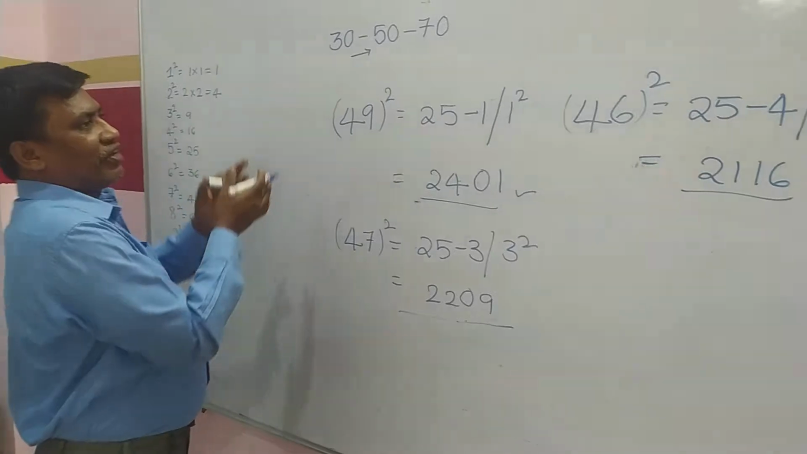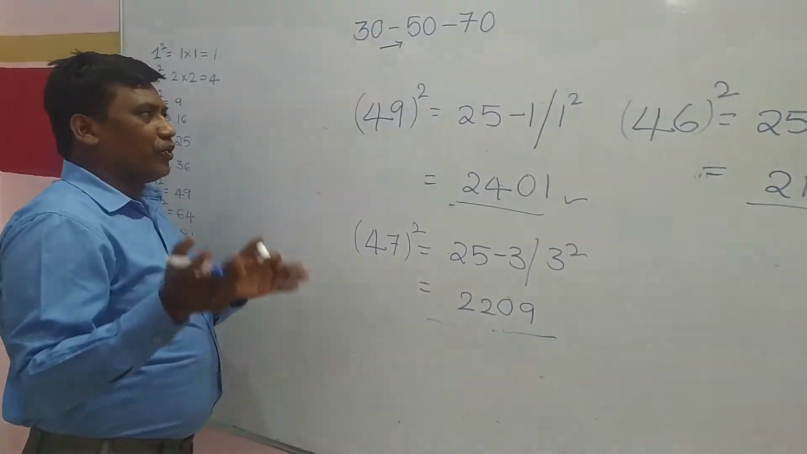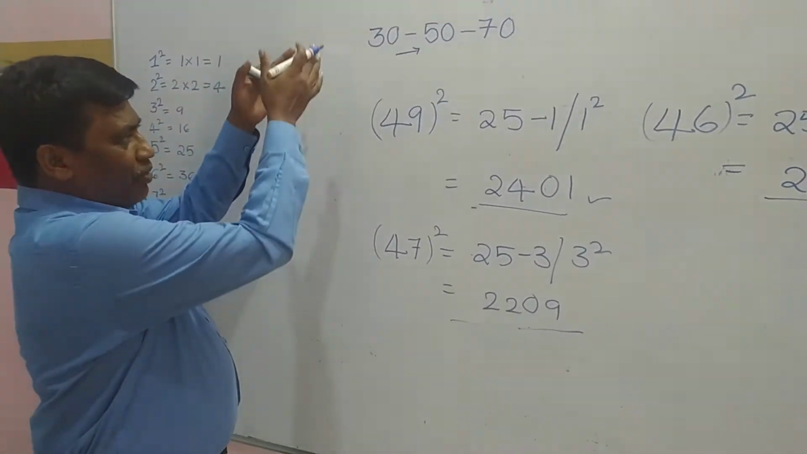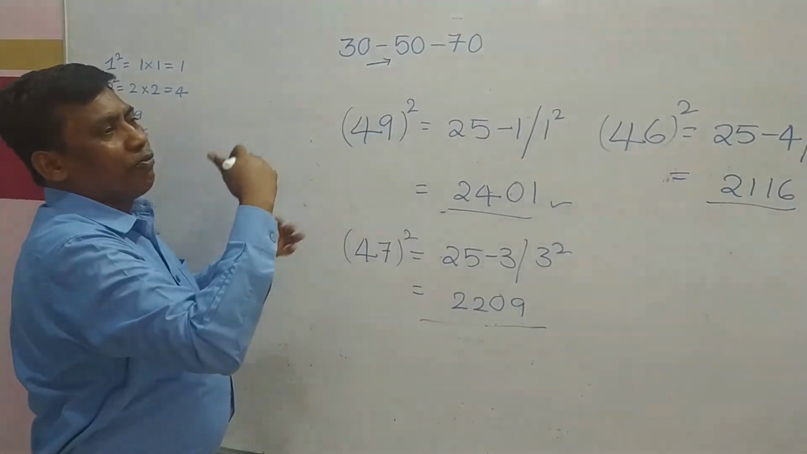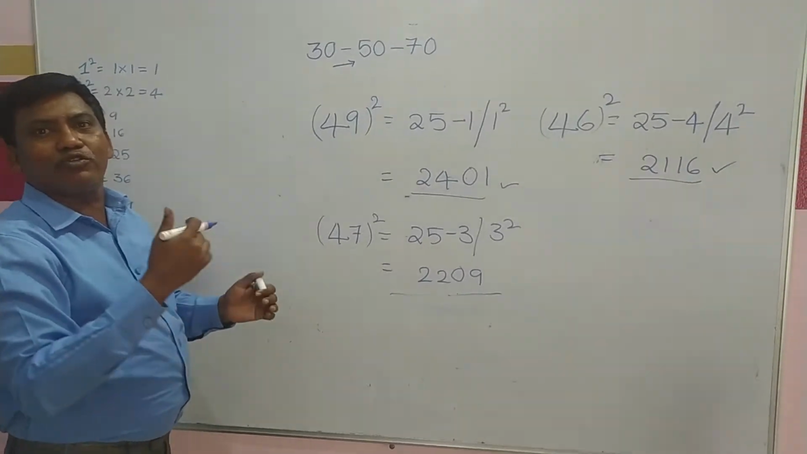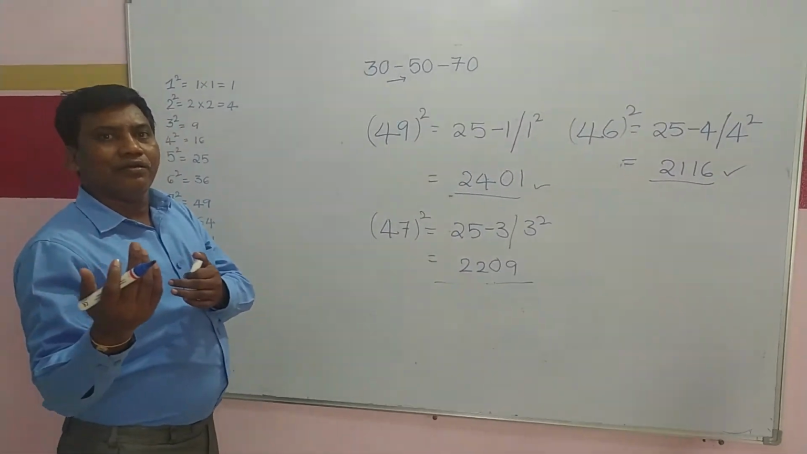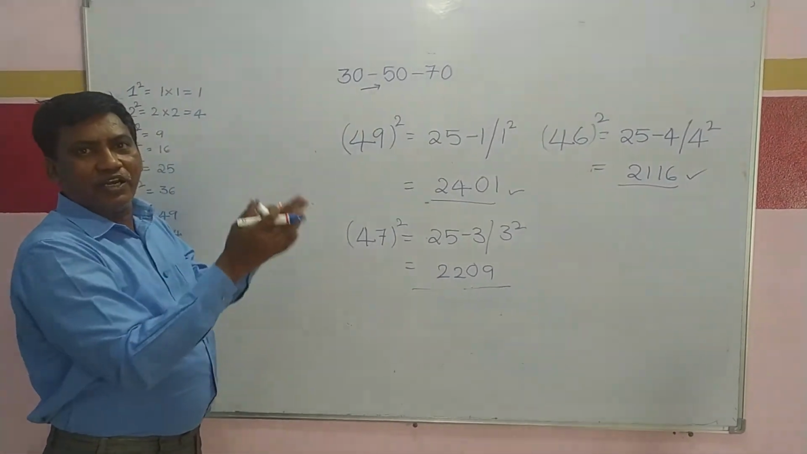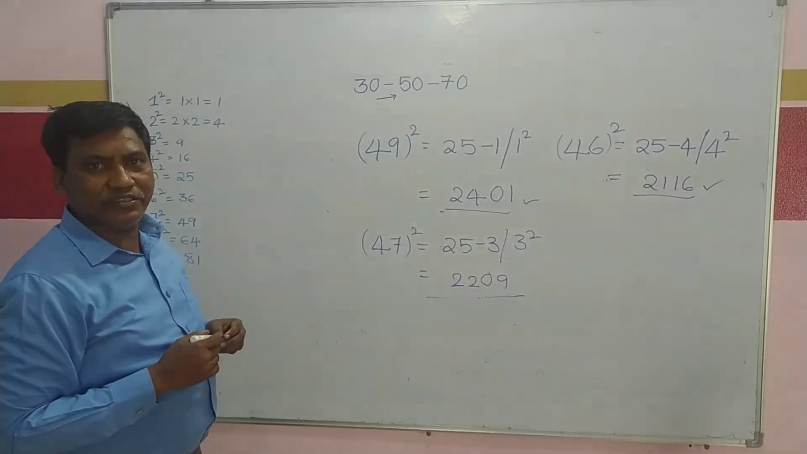So this is the power of Vedic maths actually. The principle is very simple. Compare the number with 50, and see how much more or less than 50 it is. That more or less you have to add or subtract, and square that particular number. That's it. Thank you friends.